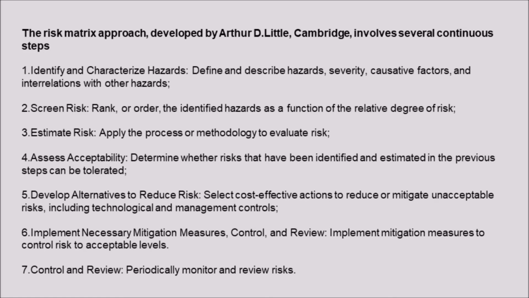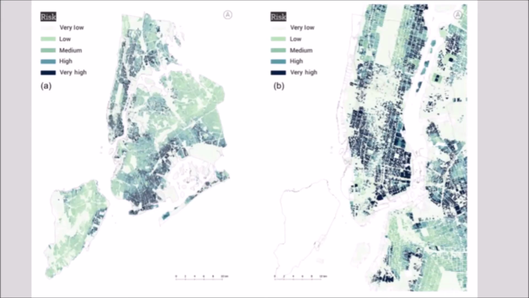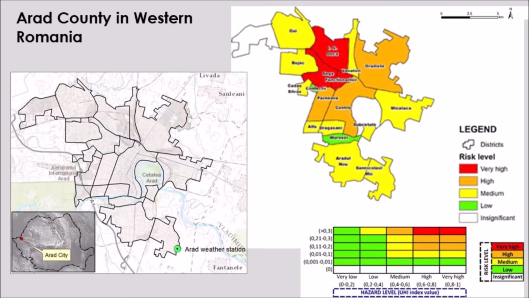So you can see here how New York has mapped the risk from very low to very high. This is another case, of Arad city in western Romania, and Arad city has also mapped the risk, or ranked it from insignificant to very high, based on various hazard levels. And this is basically based on the urban heat island levels.